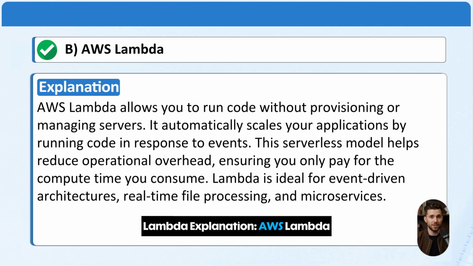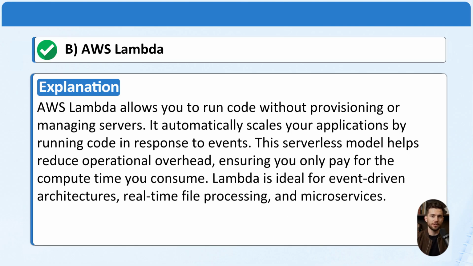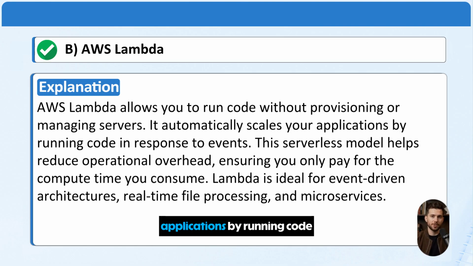Explanation. AWS Lambda allows you to run code without provisioning or managing servers. It automatically scales your applications by running code in response to events. This serverless model helps reduce operational overhead, ensuring you only pay for the compute time you consume. Lambda is ideal for event-driven architectures, real-time file processing, and microservices.